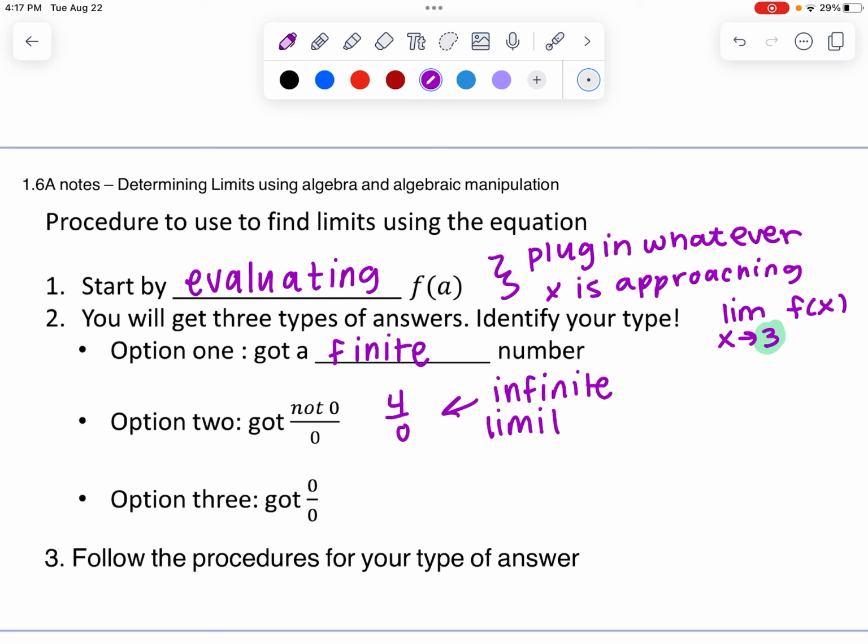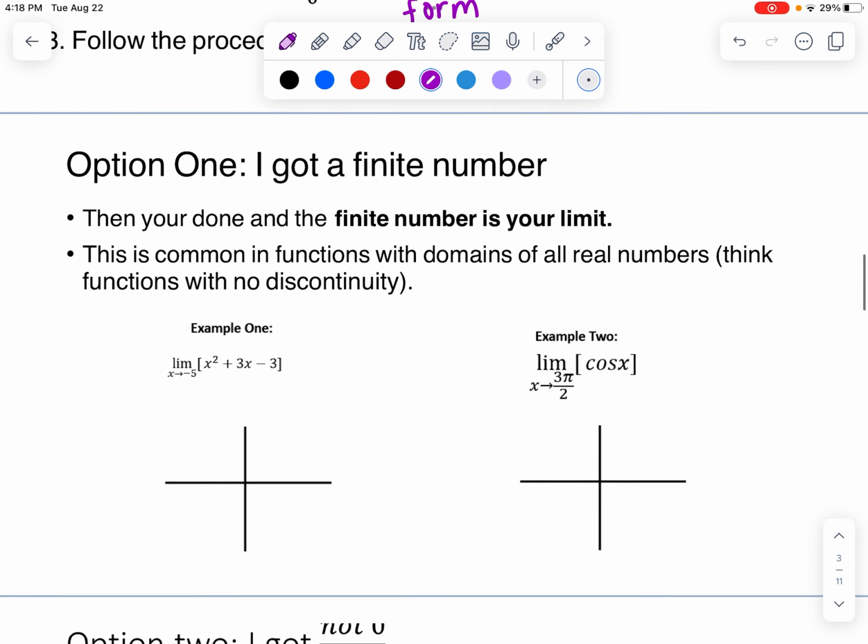And then the last option, which tends to be most complicated, is you get 0 over 0. And we talked about this last week, if you remember. But this is called indeterminate form. And that's the most complicated, and that's the one that has to use the most algebraic manipulation. So let's go on to option 1.